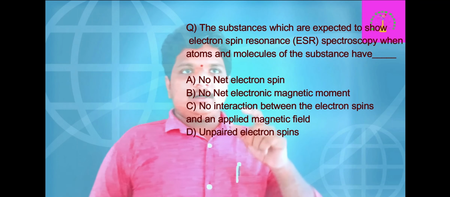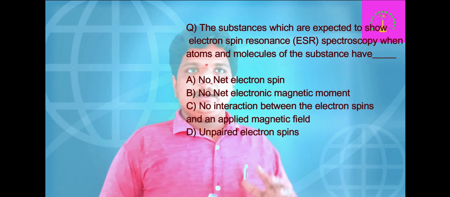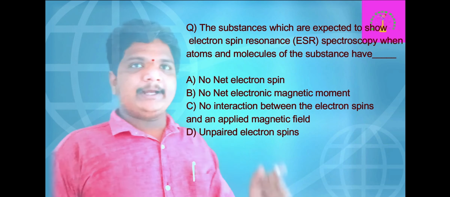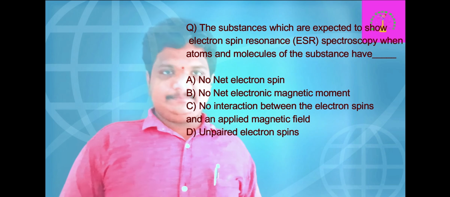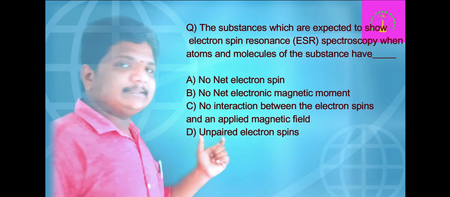The main requirement of ESR spectroscopy is that if any molecule will exhibit ESR spectroscopy, it should contain at least one unpaired electron which has non-zero electron spin. So options A, B and C are not correct answers. Only option D, that is unpaired electron spins, is the main requirement of ESR spectroscopy. So option D is the correct answer.